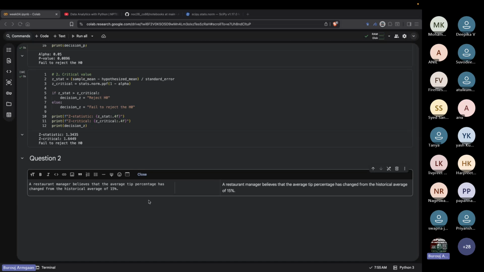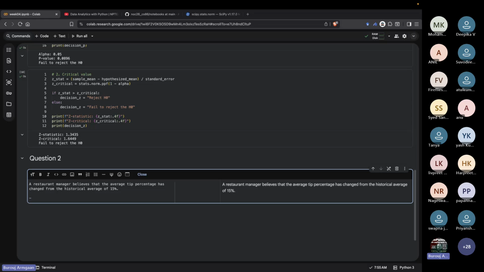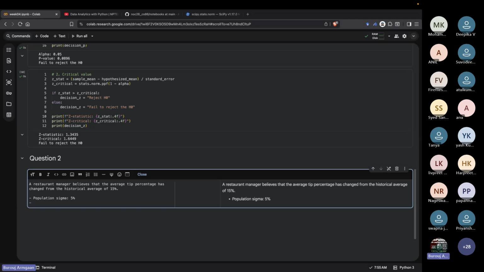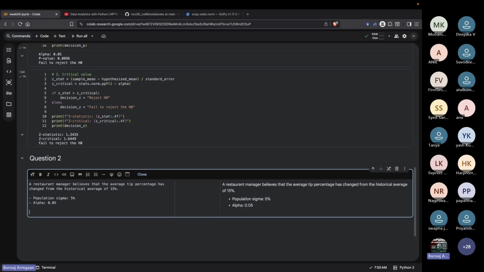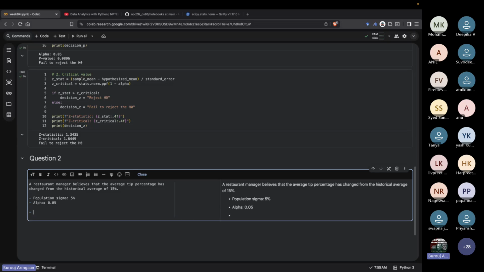So, as usual, you know the historical variance or the historical sigma, which in our case is the population sigma. You are given that it is 5%. Against an alpha of 0.05, which is essentially 5%, can you conduct an experiment to either reject or fail to reject the hypothesis that this thing happens?